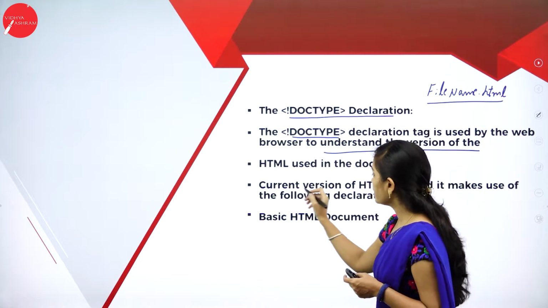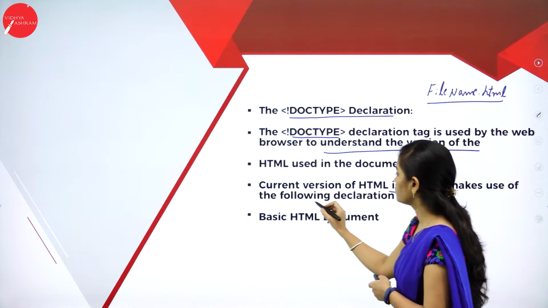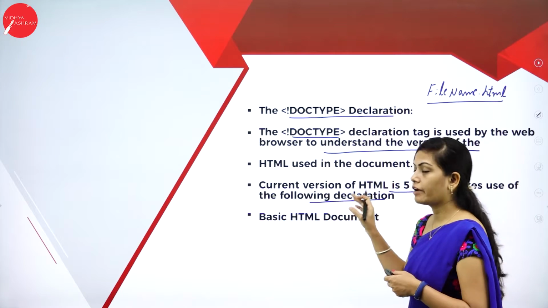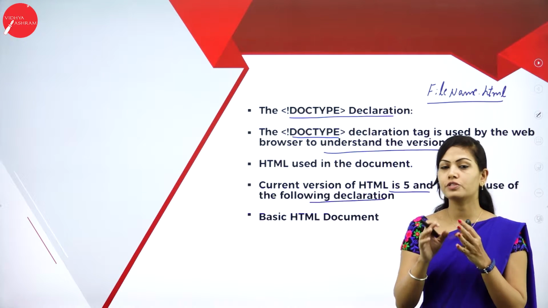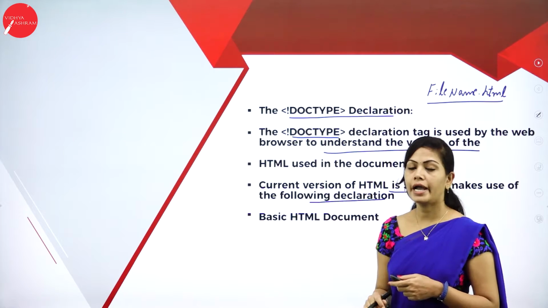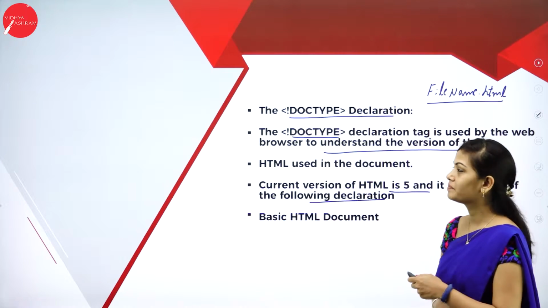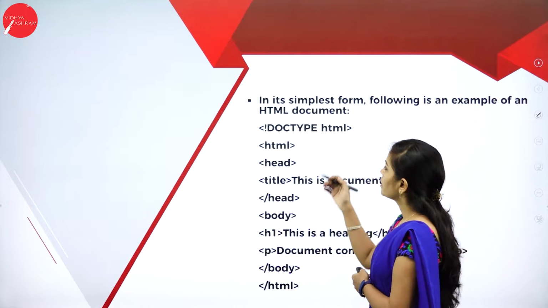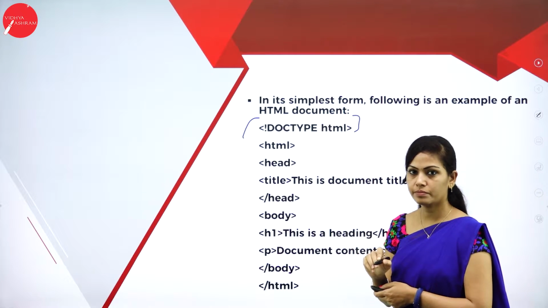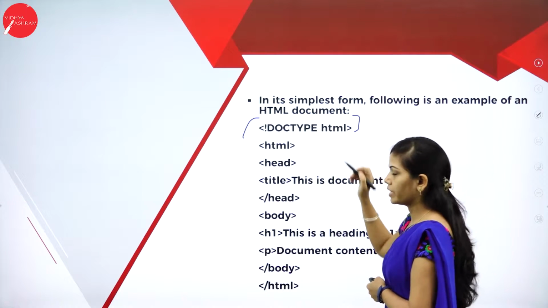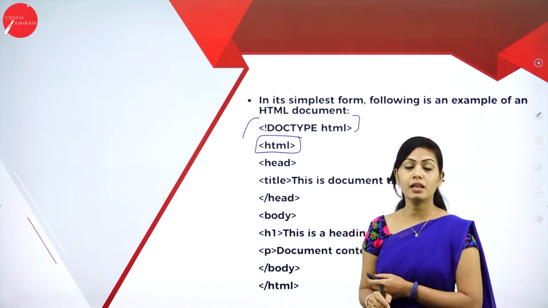The current version of HTML is 5 and it makes use of the following declaration. I will explain the declaration of the current version of HTML. Presently we are using HTML 5. And what is the basic HTML document? Let us understand one by one. Here we have the document declaration, doctype html. This is the root of this HTML program.